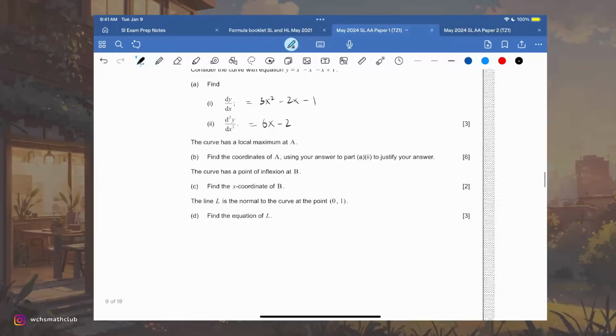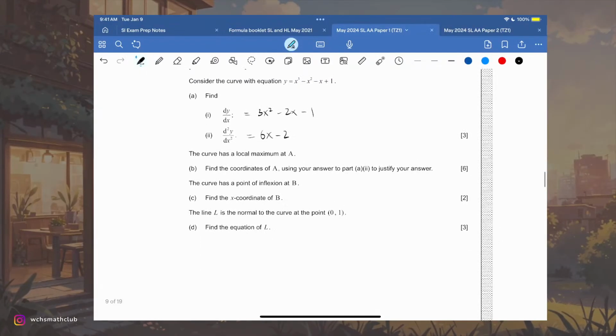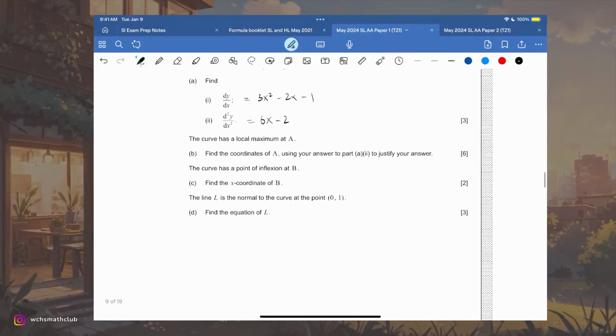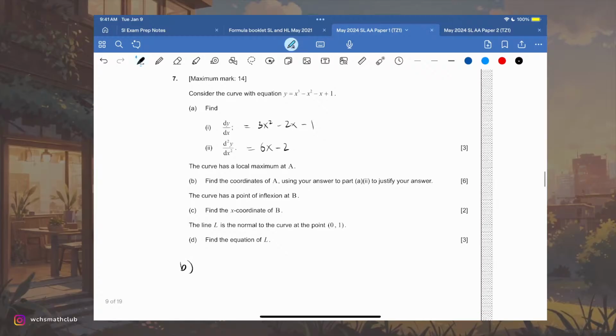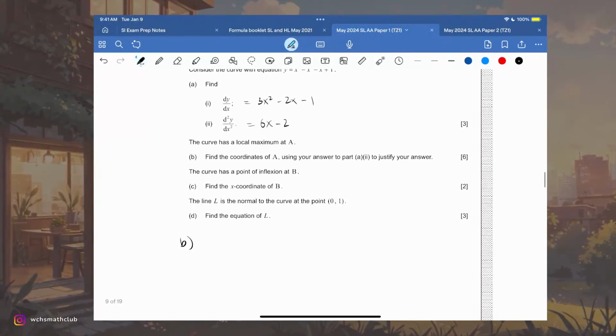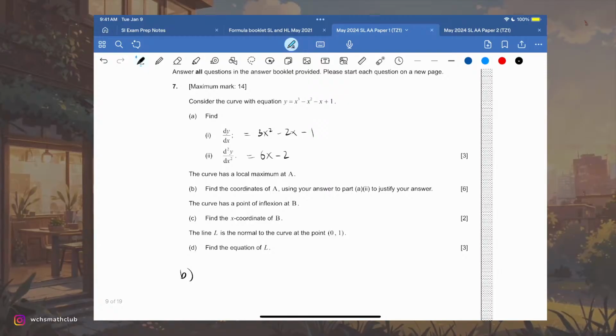Okay, so part B says the curve has a local maximum at A. Find the coordinates of A and use your answer to part I to justify your answer. So we'll write part B down here. On the official exam, you'll be given a separate answer booklet for you to record all of your answers. Here I'm writing it here just so it's easier to see. But make sure on the actual exam, don't write it on here, they won't mark it. You have to write it in the official answer booklet provided separately.